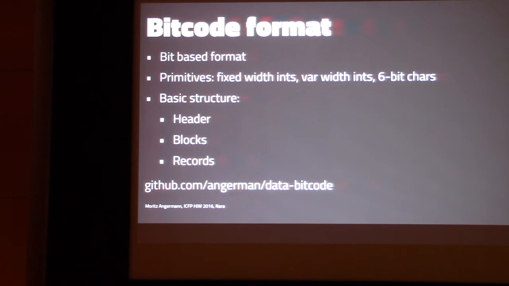This Bitcode format is basically bit-based, so it's really a bitcode, not a bytecode. They basically take the bytes, turn them into bits, and then you have like a long stream of bits. And it has basically three primitives, that is fixed width ints, variable width ints, and 6-bit characters. And they encode in this stream, and it has a header, and they have blocks and records, and you can basically have like a bunch of blocks in this stream, and blocks can have records. There's also some stuff about compression, but I'll leave that out. So there's the module on GitHub, which basically does this bitcode encoding.